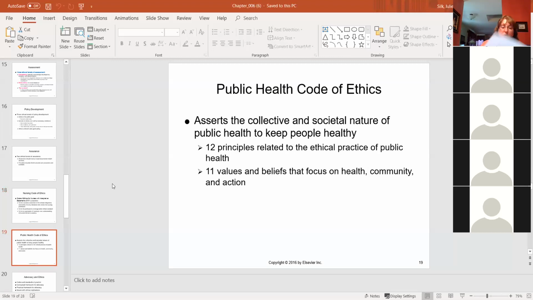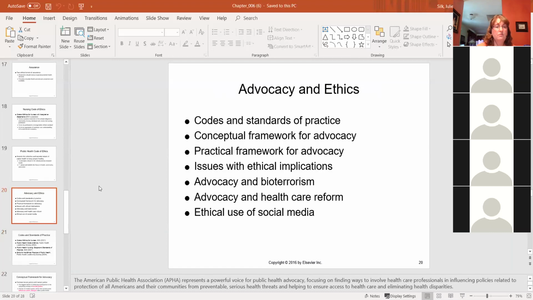All right, there also is a public health code of ethics. This asserts the collective and societal nature of public health to keep people healthy. There are 12 principles related to the ethical practice of public health, and they have 11 values and beliefs that focus on health, community, and action. So they talk about advocacy and ethics. Again, we have codes and standards of practice that we have to follow.